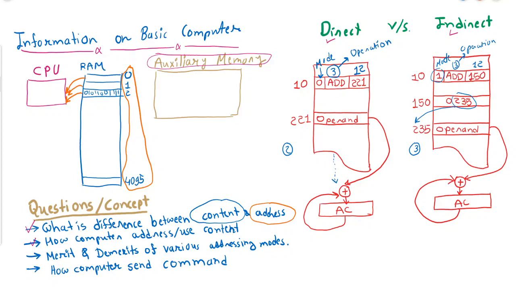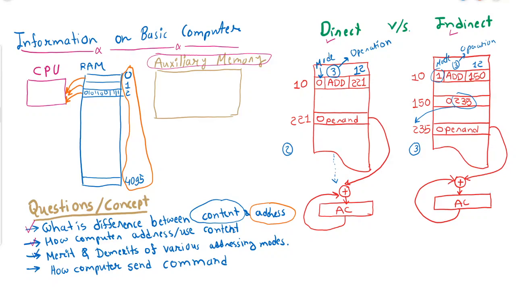Why? Because here I have specified the address using only 12 bits, but at this location I have stored 16 bits, so using these 16 bits I can address a larger memory. So direct will be faster and indirect will be slower, but direct will have a smaller memory address space, because we are using only 12 bits, while indirect will have a larger memory address space, because we are using 16 bits to specify any operand. So here we have discussed how the computer addresses or uses the content using the instruction, the merits and demerits of various addressing modes, how direct addressing mode and indirect addressing mode work, and we have tried to differentiate both instructions.